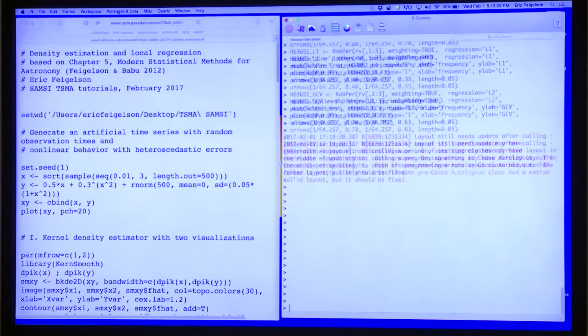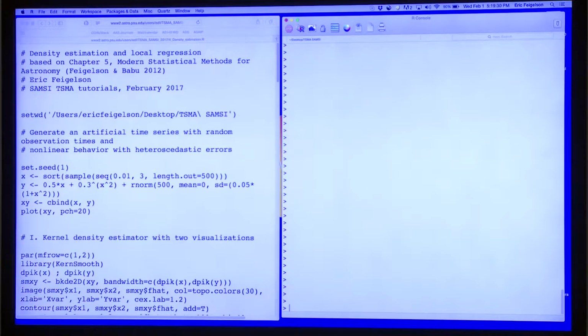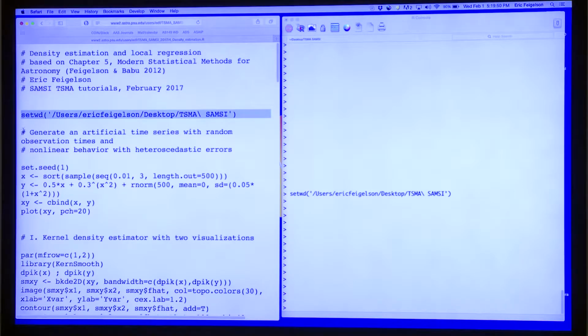I'm going to start with a clean screen. There we are. I'm going to set my working directory to be my personal little working directory for this class, where I've put my data sets and my codes. This particular exercise doesn't use a data set. So in fact, I'm going to generate an artificial time series. But it's sort of a little weird one. First I'm going to call it x and y instead of y and time. But x is like the time-like variable.